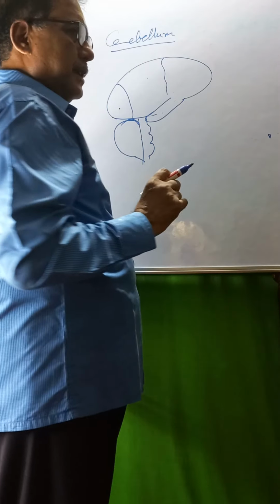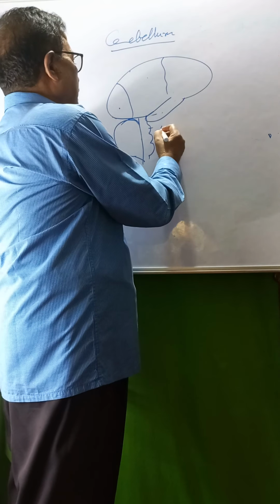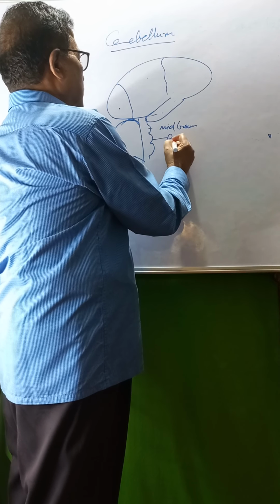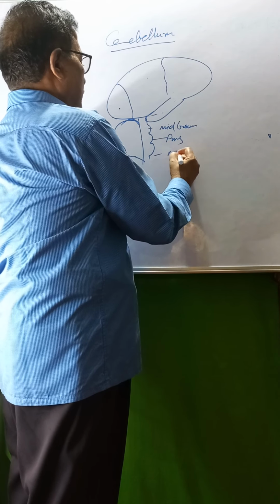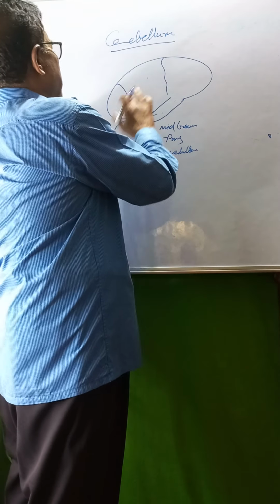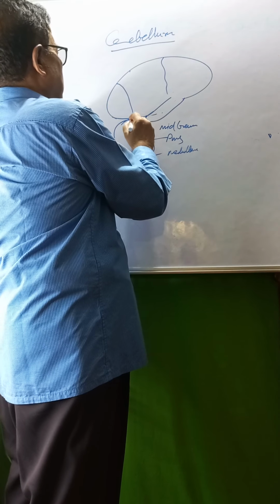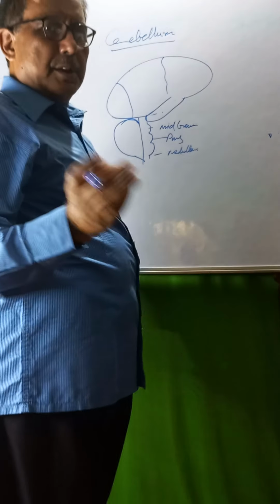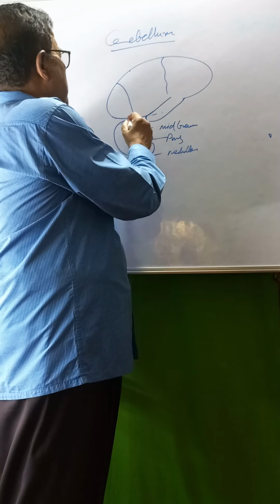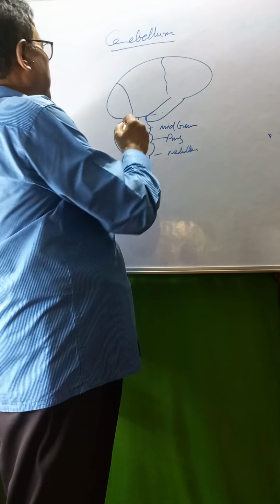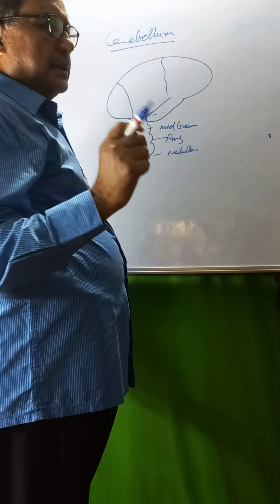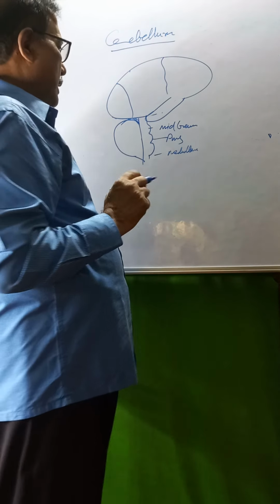We know that brain stem consists of midbrain, pons, and medulla oblongata. This is about the position of the cerebellum. Cerebellum appears to be a separate organ and tucked below the cerebrum. This is cerebellum.